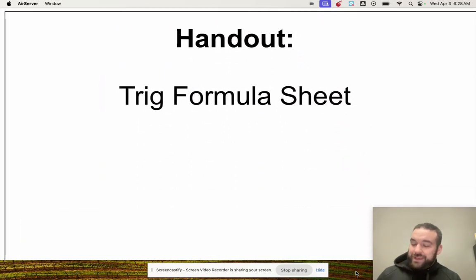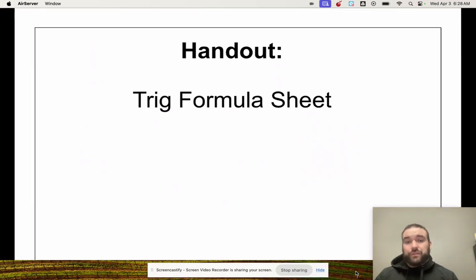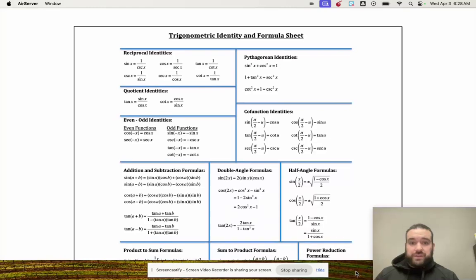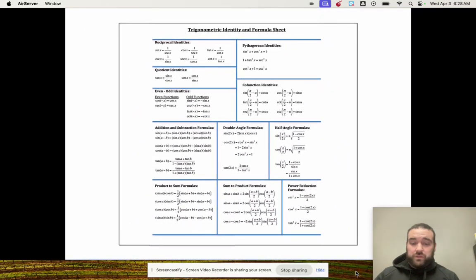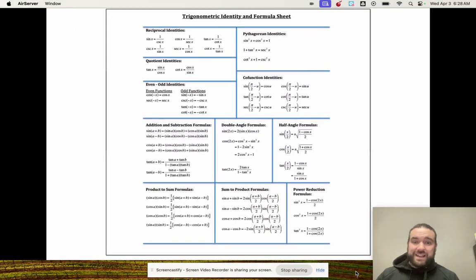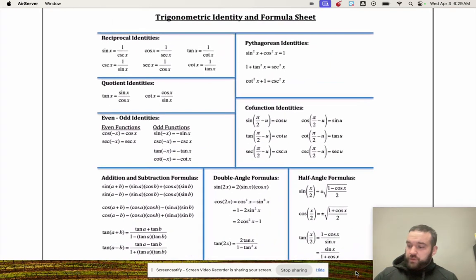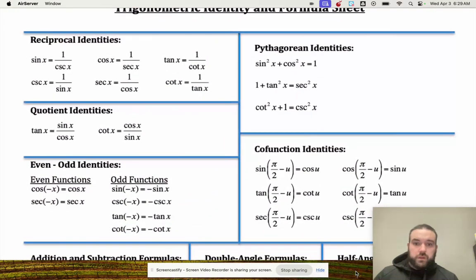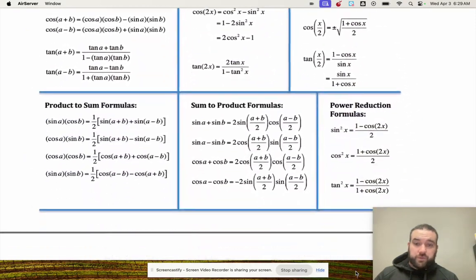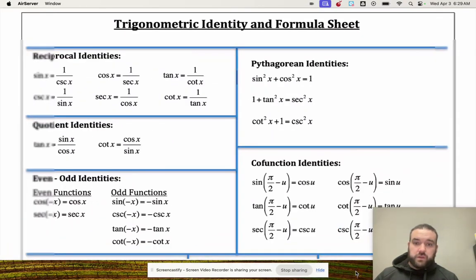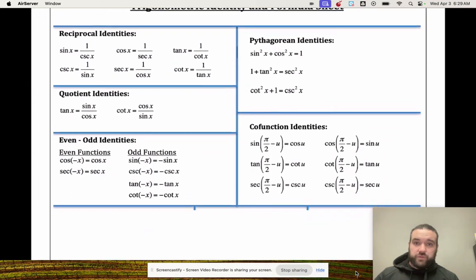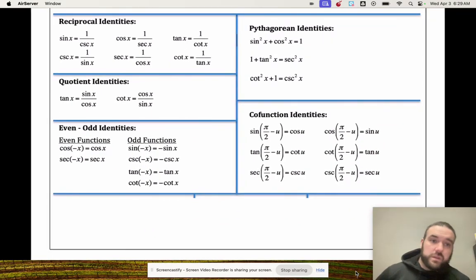So once you're back in class, I will give you a trig formula sheet that looks like this with all of these different identities and formulas on it. It looks really overwhelming, but basically what we just covered is the top half of that sheet. The reciprocal, the cofunction, all that good stuff. So here's a slightly zoomed in version of those identities. Again, just a quick little summary of those.